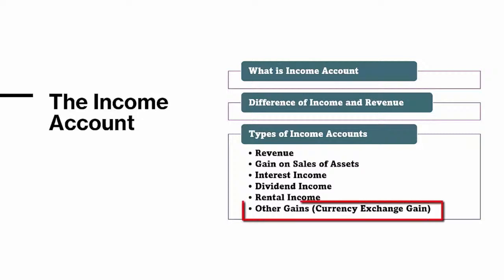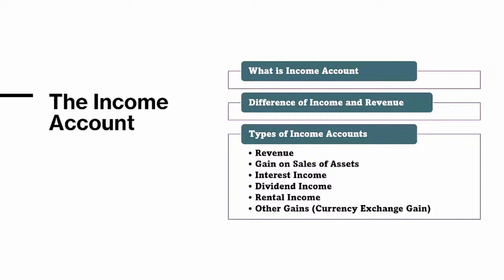5. Other gains, like currency exchange gains. Sometimes businesses make gains from currency exchanges if they operate internationally. For instance, if a company buys products from another country and the exchange rate changes favorably, the difference can be recorded as a currency exchange gain. Summary of non-revenue income accounts. To keep it clear, here's a list of income accounts that do not fall under revenue. Gain on sale of assets, interest income, dividend income, rental income from property, if not part of the core business, currency exchange gains, other miscellaneous income.